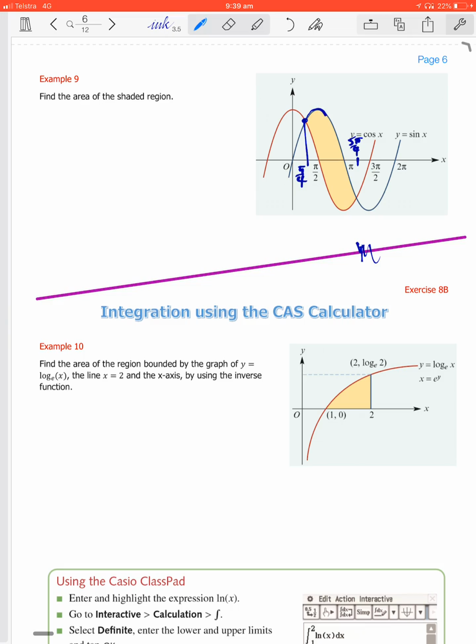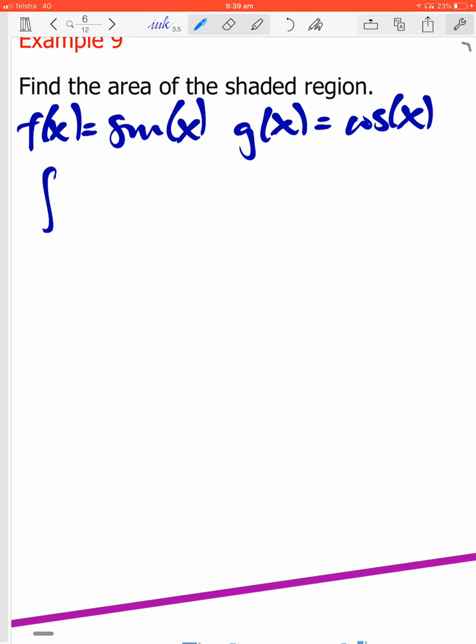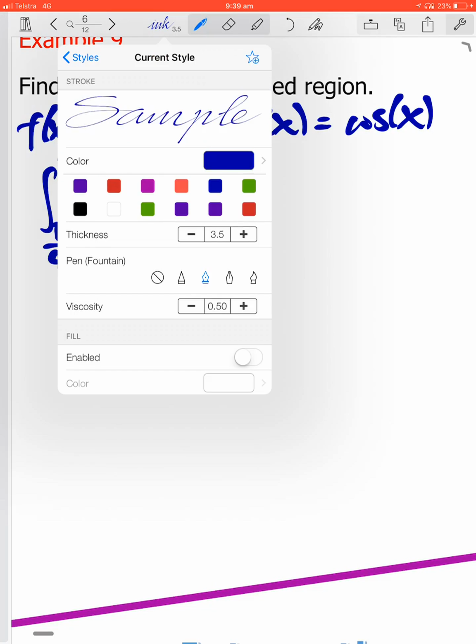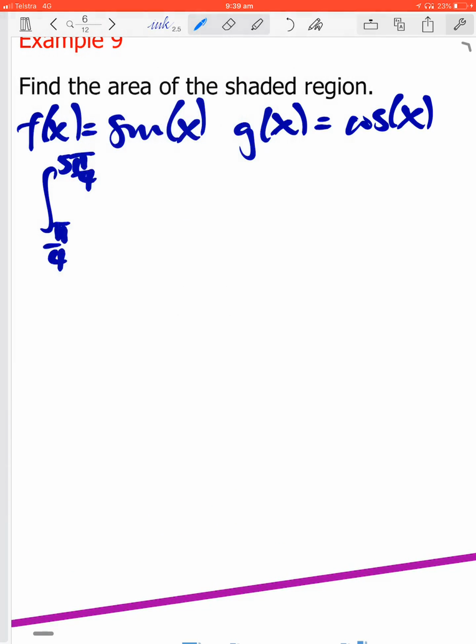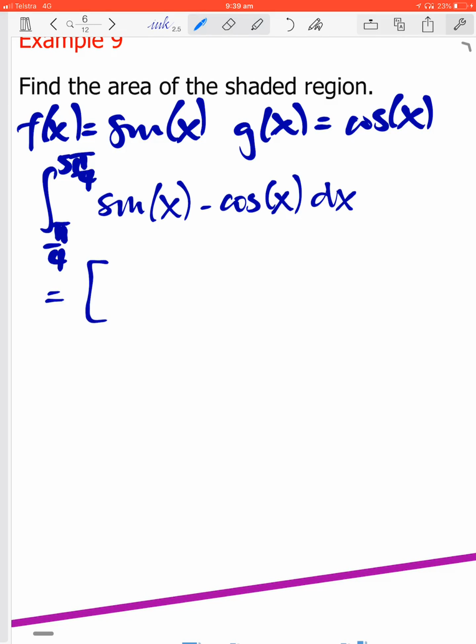The higher graph in this case is sine x. So f of x is sine x. g of x is cos x. We want to integrate from pi on 4 to 5 pi on 4. Now, because we're doing it without modulus, we need to make sure we've got the correct one at the top. So sine x minus cos x dx.